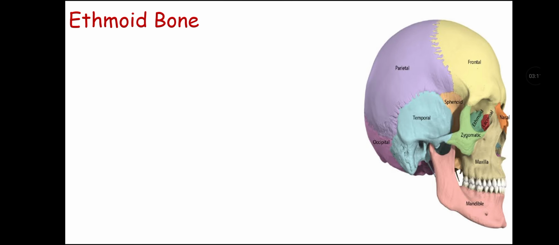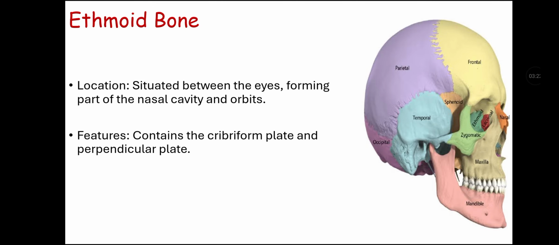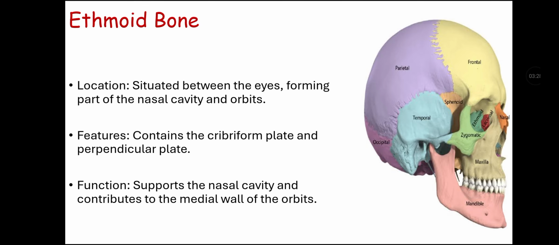Next bone is ethmoid bone. As you can see here in diagram, in the orbital cavity, the dark green color bone is ethmoid bone. It is situated between the eyes, forming part of nasal cavity and orbit. It contains the cribriform plate and perpendicular plate. It supports the nasal cavity and contributes to the medial wall of orbit, as you can see here in the diagram.